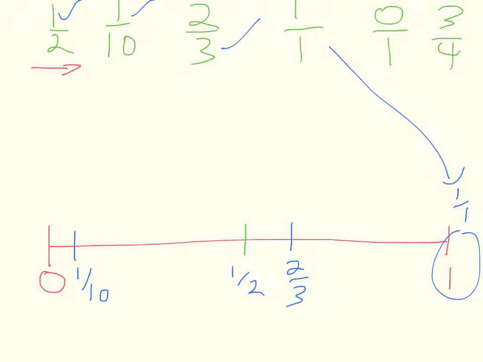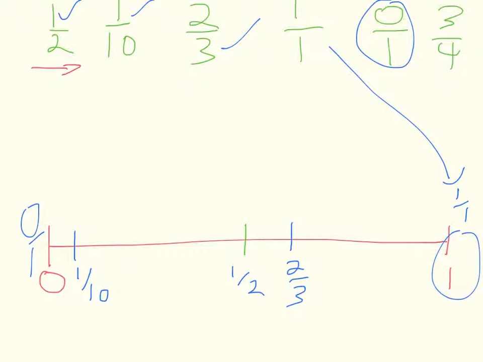The opposite is also true. If you have 0 over 1, you have nothing. You have no parts of 1. If you have no part of 1, or no part of 10, or no part of a billion, you have no parts. You got nothing. 0. So that goes over here.